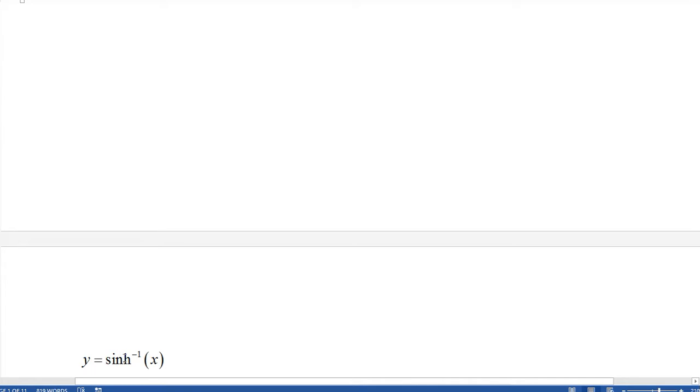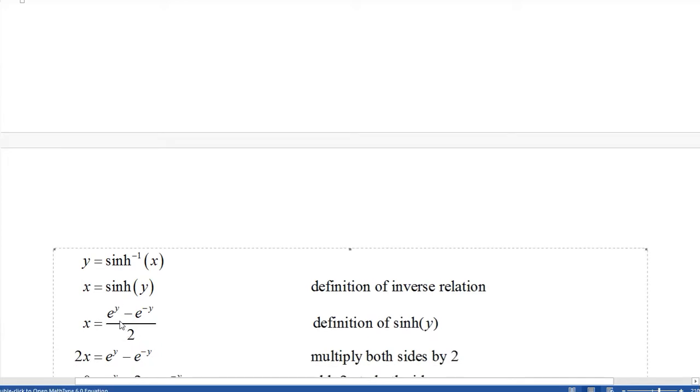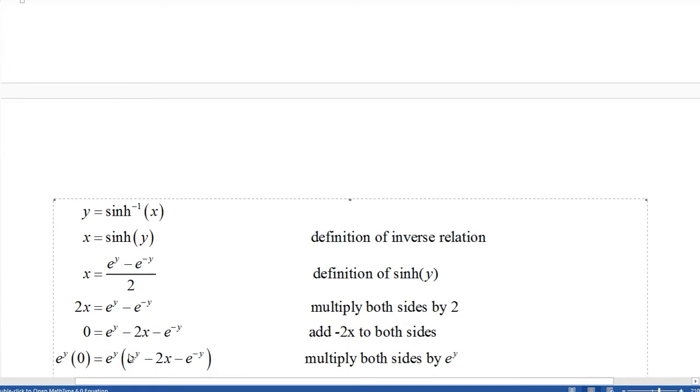We start with the relationship y equals inverse sinh of x. We want to rewrite this in a different way. That means that x equals sinh of y. That's the definition of an inverse function, and there are no restrictions here because the domain and range are both all reals, and this is a one-to-one function, so this is exactly what we want. Now, sinh of y, by definition, is e to the y minus e to the negative y over 2. I'm going to multiply both sides of this equation by 2. Now, I'm going to add negative 2x to both sides to get 0 on one side, and I'm going to put that term in the middle.